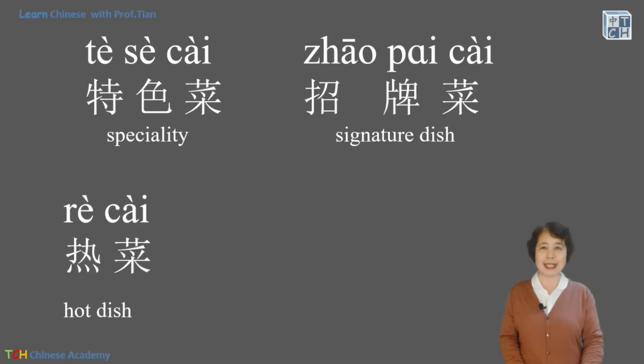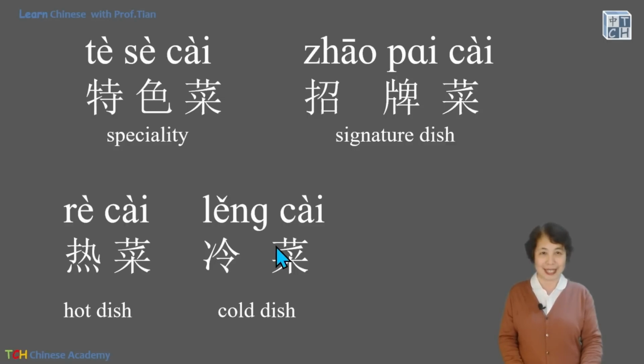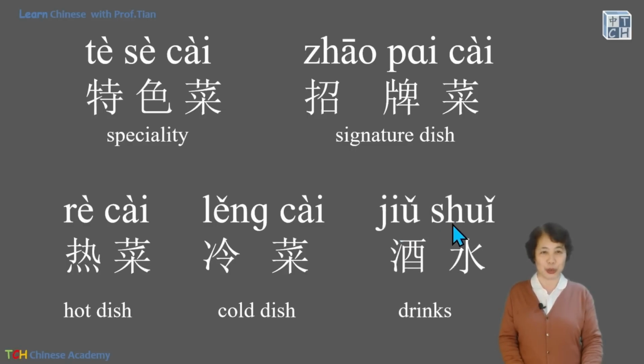And besides the 热菜, we also have some 冷菜. So 冷 means the cold. So that's the cold dishes. And besides that, we also have some 酒水. So that's the drinks, beverages. So 酒 means the wine or alcohol, in general. And 水 means we say water or soft drinks. So together, we say the beverages as 酒水.